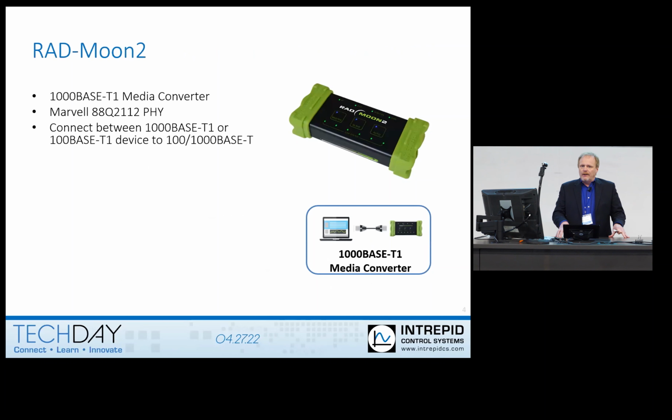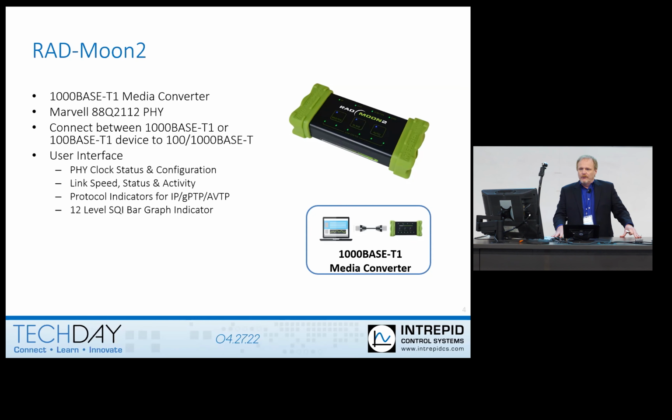Today's technology is moving primarily from 100 megabit 100BASE-T1 to 1000BASE-T1. We support this development with something called the RAD-Moon 2. It's a 1000BASE-T1 media converter. It also supports 100 megabit. It uses a Marvell PHY and directly connects between 100BASE-T1 or 1000BASE-T1 to 100 or 1000BASE-T.